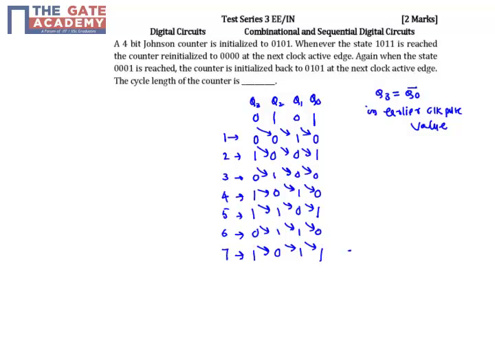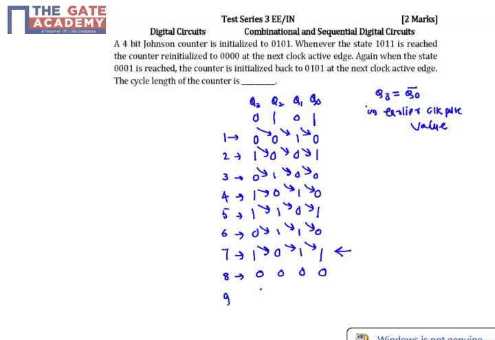Now you see here, this is 1011. So once it reaches 1011, what is it telling? The counter is reinitialized to 0. That means in the next clock pulse, it will become all zeros. Until then it will not reinitialize. Once it reaches 1011, it will be reinitialized. Then after that it will start again as usual.